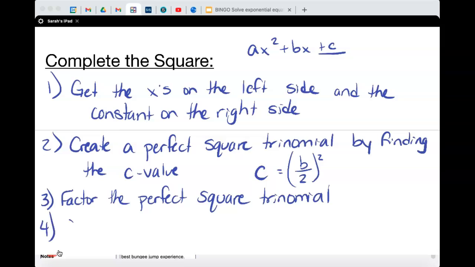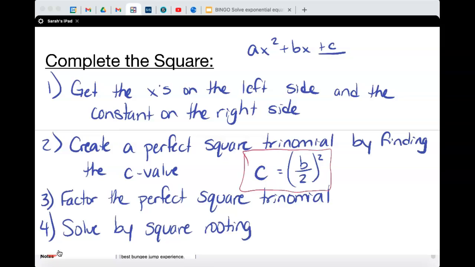And then we're going to solve by square rooting. Once you get to step 3 and 4, we've done it before. Steps 1 and 2 are the new parts. The key to this whole thing is remembering how to find this. You have to remember: divide by 2, square it. This whole setup is just kind of interesting.